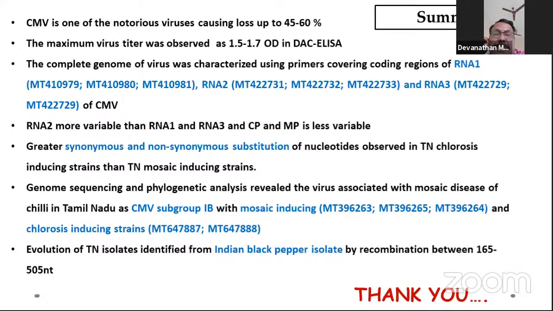In your presentation, you have identified the mechanism of the mosaic-inducing strain. Is there a method for how it induces mosaic and chlorosis? Some strains induce chlorosis, some strains induce mosaic. Yes, both, sir. The amino acid serine at the 129th position of the coat protein induces the chlorosis symptom. If it is substituted by proline, then it will induce the mosaic symptom. Okay. Yes, sir.